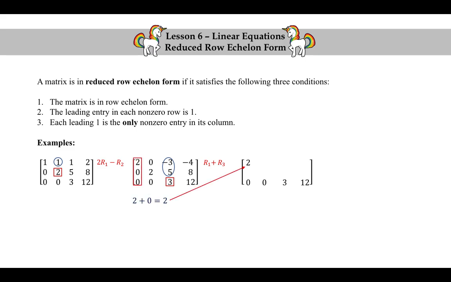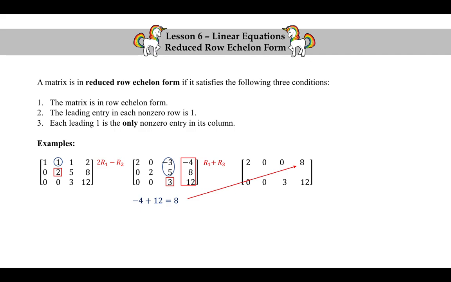Let's do this column by column. 2 plus 0 is 2. 0 plus 0 is 0. Negative 3 plus 3 is 0. And negative 4 plus 12 is 8. For the second row, we're changing row 2. Row 3 is the pivot row.